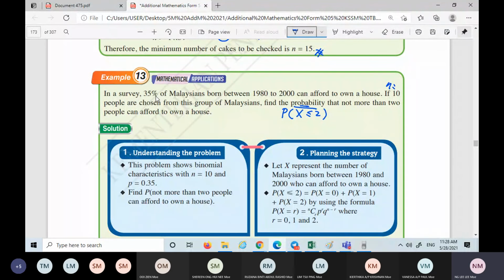In the survey, 35% of Malaysians can afford to own a house. So to own a house is the probability of success, so it's 0.35. Therefore q is 1 minus 0.35, so 0.65. Very simple. So you have to find P(0), P(1), and then P(2). Just use the formula.